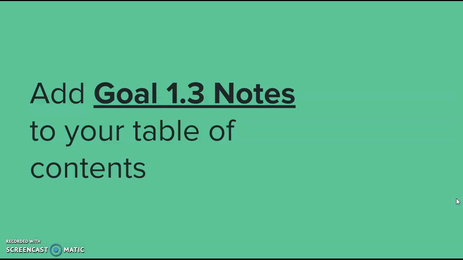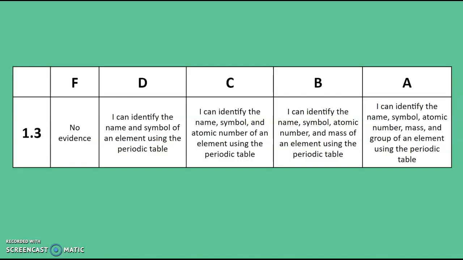Hey guys, coming at you with the goal 1.3 notes today, so go ahead and add that to your table of contents. Follow along in your notebook. Goal 1.3 is going to be all about using the periodic table. We're going to familiarize ourselves with what the periodic table is, what it's there for, and what we can do with it. So our ultimate goal in that A column there, I can identify the name, symbol, atomic number, mass, and group of an element using the periodic table.